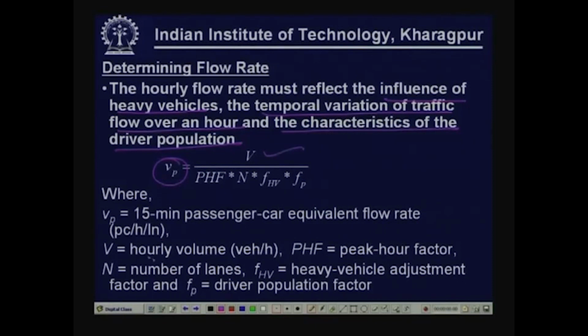We know V, that is the hourly volume. So, V divided by peak hour factor accounts for temporal variation of traffic flow over an hour, into n, the number of traffic lanes, into fHV to account for the influence of heavy vehicles, and into fP to account for the characteristics of the driver population. Again, what should be the value of fHV, fP and peak hour factor, with the help of HCM we can get an idea about these values.